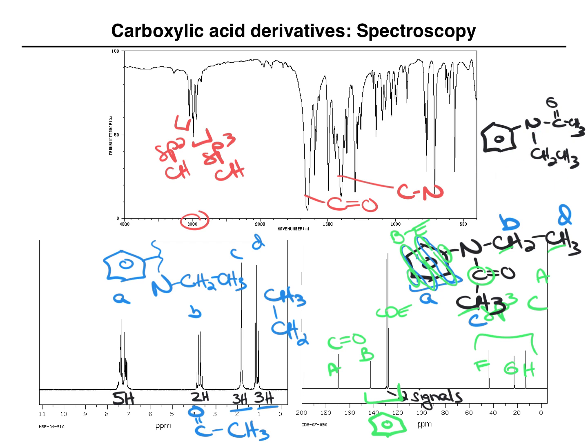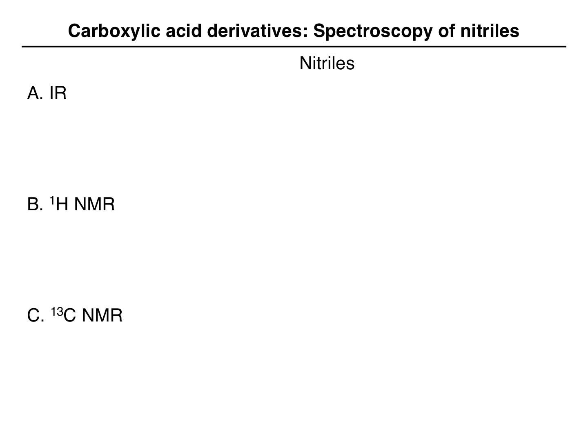Let's consider the spectroscopy of nitriles. By IR, what we're looking for is the nitrile carbon, which absorbs around 2250 inverse centimeters. These tend to be really sharp, medium to weak strength, and it could be a little bit hard to distinguish them from a carbon-carbon triple bond, but the carbon-carbon triple bond tends to be just a little bit lower, closer to 2150, but you may have some work to do to distinguish between them.